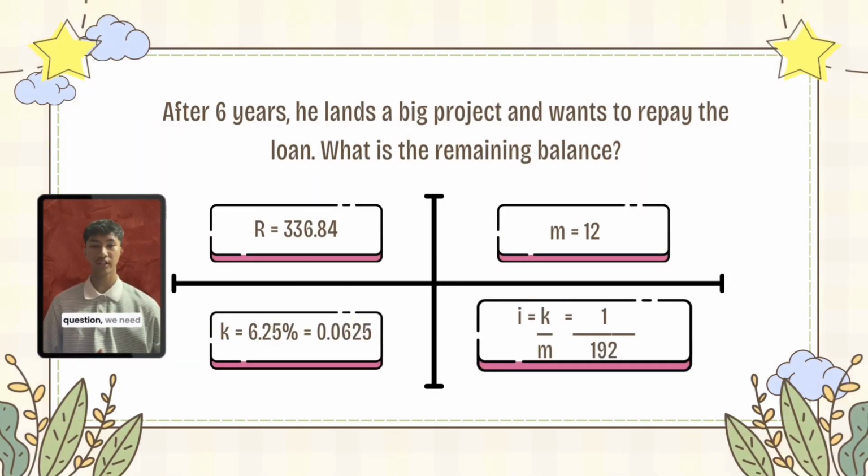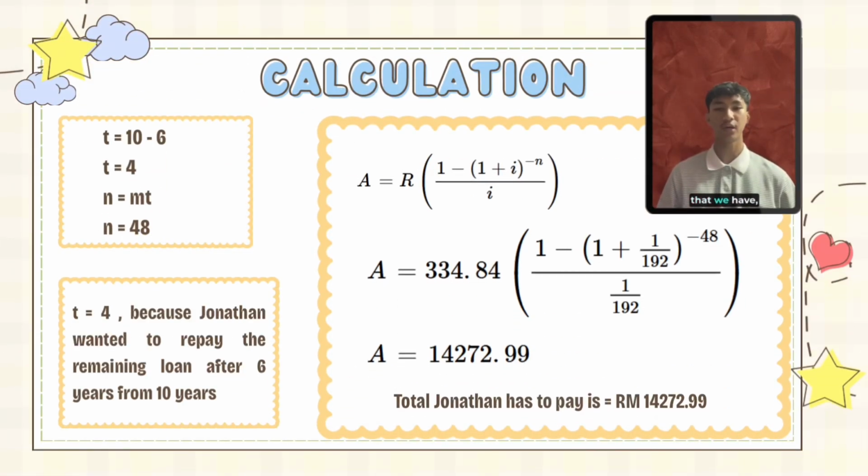To solve this question, we need to jot down all the information that we already have, which is R is 336.84, k is 0.0625, m is 12, and i is equal to 1 over 192. So, from the information that we have, we need to find the amount of t to calculate the new n. Based on the question, Jonathan already paid 6 years from the 10 years of payment. Therefore, the total remaining years is 4 years to repay the loan. n is equal to mt, so 4 times 12 is equal to 48.